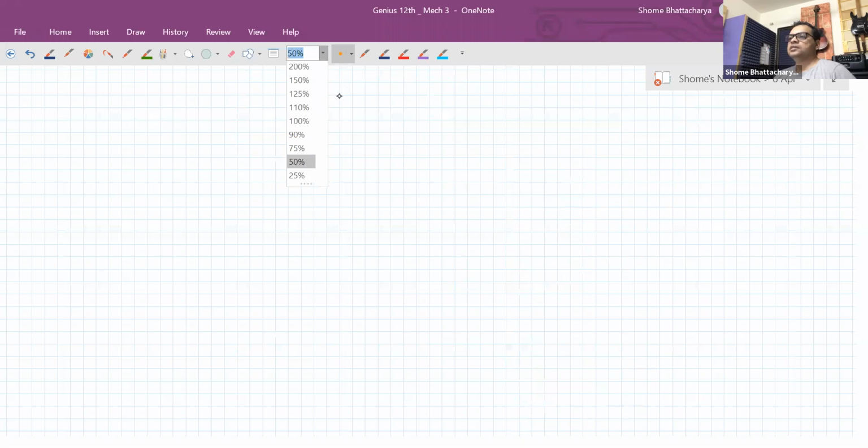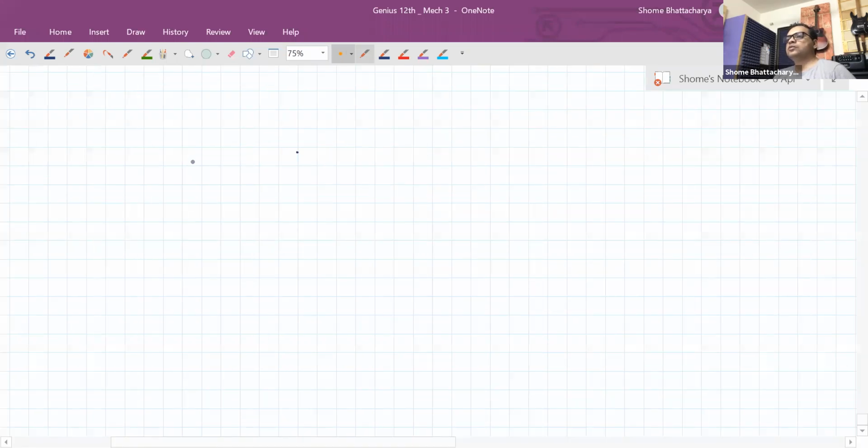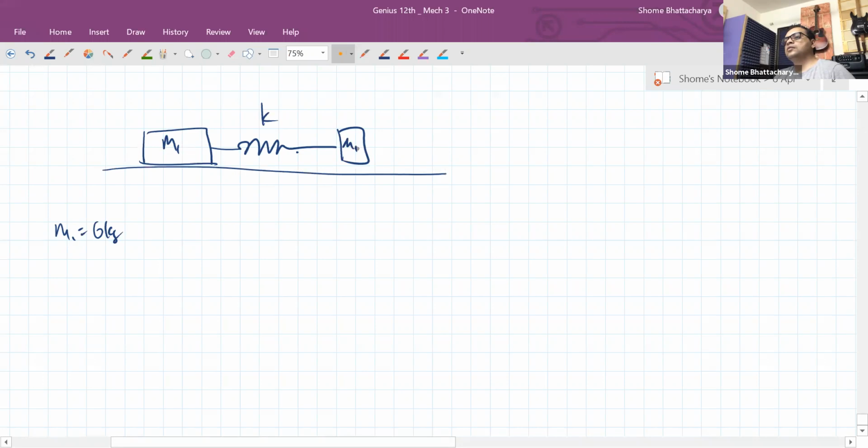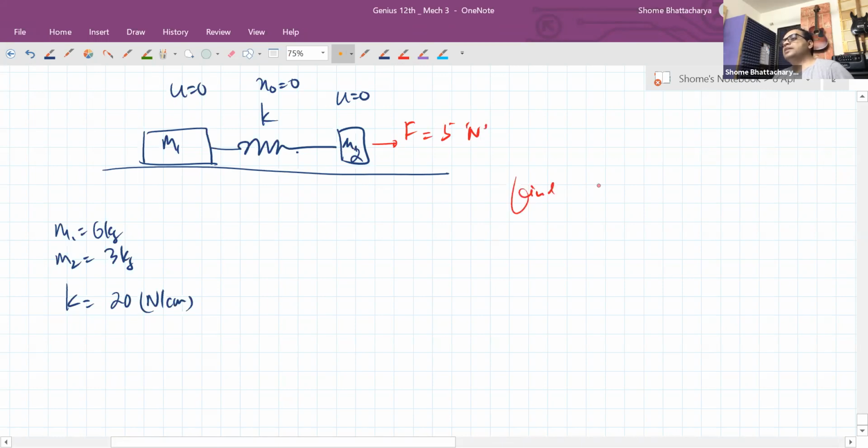So for example, I'll just take a numerical example. Suppose I had this block of 6 kg mass attached with a spring to another 3 kg block, and the spring is, let's say, 20 Newton per centimeter, and this was the situation. Okay. And we start applying a force of, let's say, 5 newtons. And I ask you to find the maximum extension of the spring.